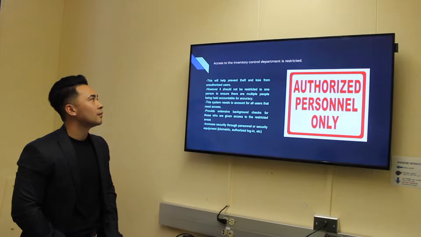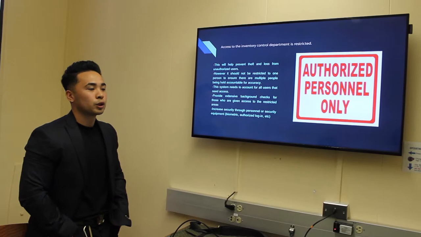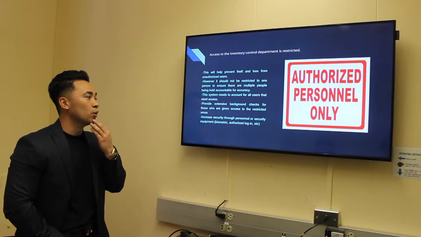I've noticed that access to the inventory control department is restricted, and this will help prevent theft and loss from unauthorized users. However, this responsibility should not be tasked to one individual, but multiple people. These multiple people should have extensive background checks. And another possible solution we can use is to increase security through personnel or security equipment.